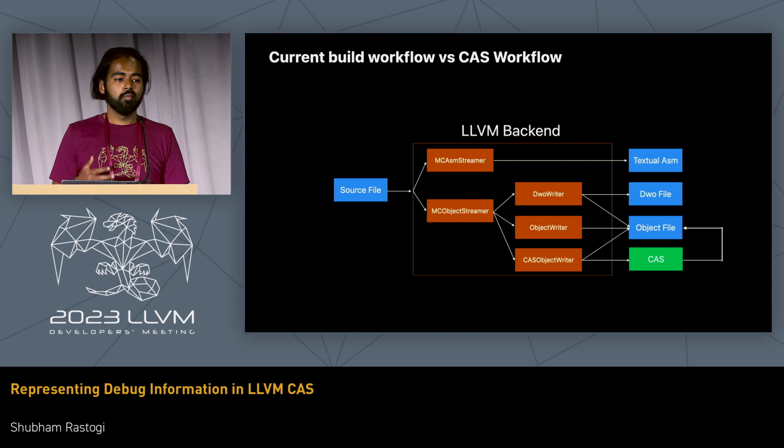We can also materialize object files from the CAS. In fact, when we test the CAS to make sure it's correct, we materialize an object file from the CAS and we diff it with an object file generated by the LLVM backend, and we make sure that they're exactly the same, so there is no discrepancy between the two.